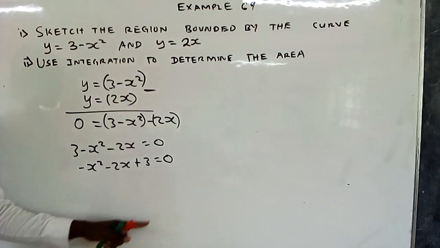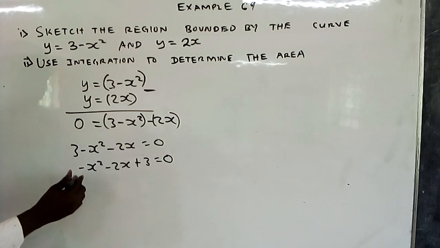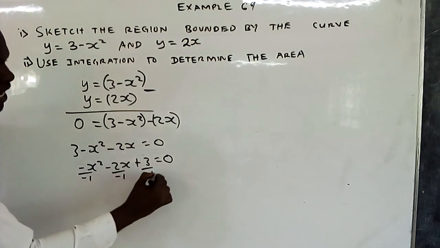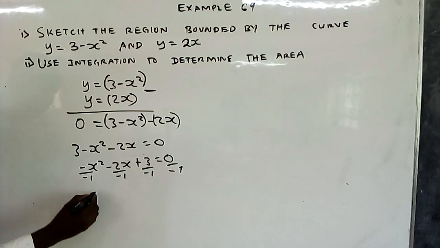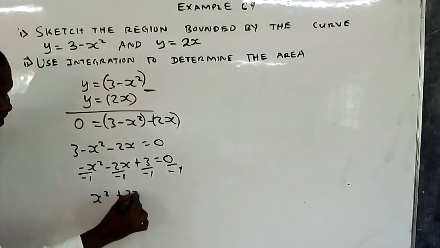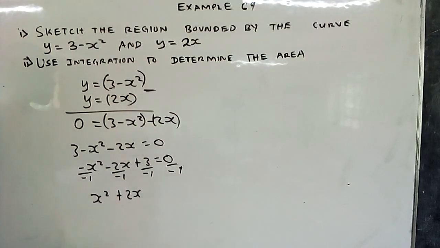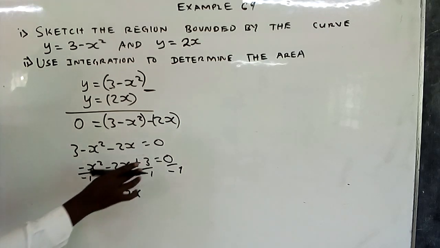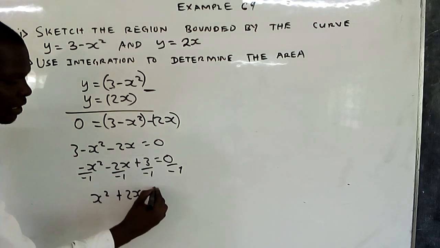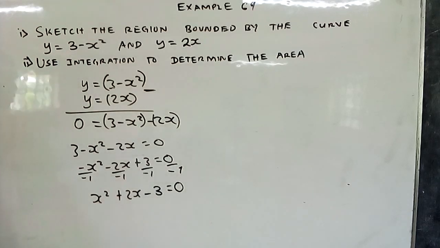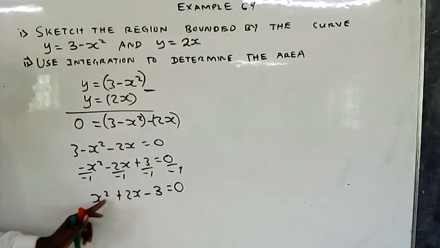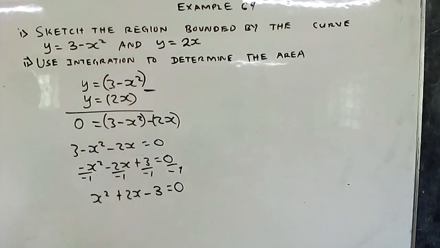See, this is quadratic. If you don't want this to start with negative, what do we do? You divide all through by negative 1. So there you remain with x squared plus 2x, negative into negative is positive. Are we together? Then positive into negative is minus 3 equals 0. So this quadratic equation, which numbers give you a sum of positive 2 and a product of negative 3? Can you use factorization?